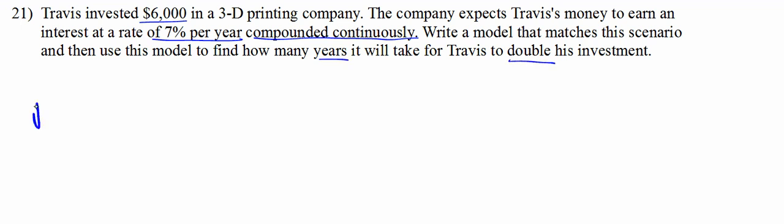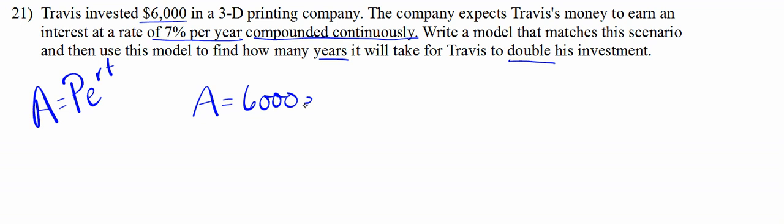So first of all, we're using A equals P E to the R T. That is our continuously compounded interest equation, which says that the amount of money that we have is equal to the principal, the number we started with, times E to the rate. Remember, E is just a number. R is the interest rate as a decimal, so 7% is 0.07, times T, the amount of years. Alright, so there's your equation.